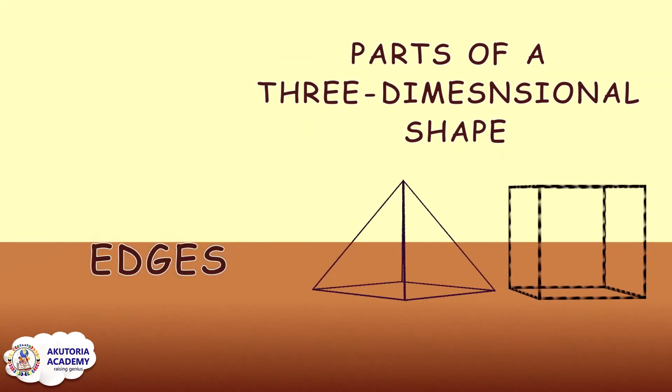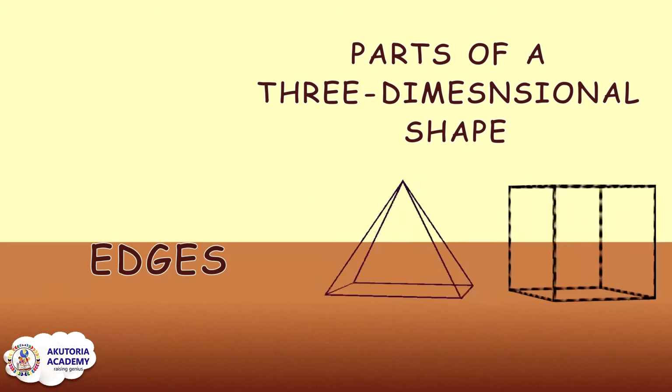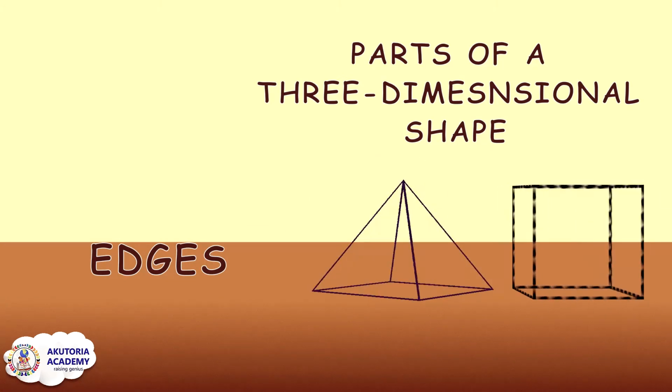Edges. They are the shape's thin line at the end of the faces. They could be straight or curved depending on the shape. For cubes, they are flat and long, but for spheres they are round. The black lines on the shape show us the edges.